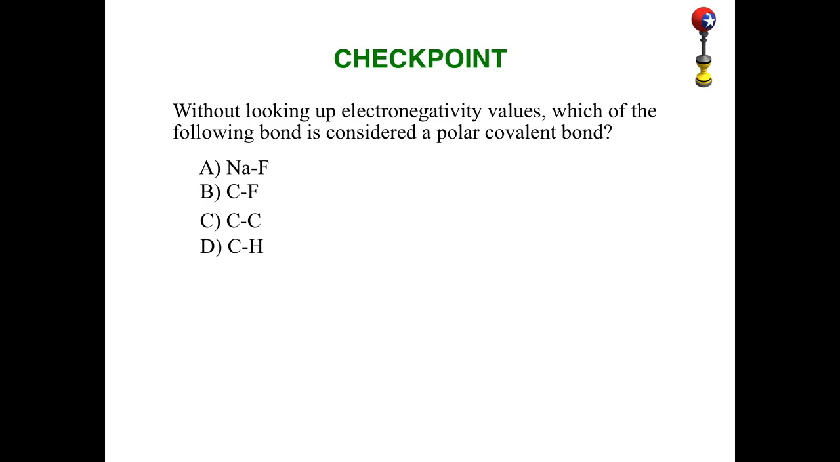And then lastly, you can cancel out D. Carbon and hydrogen have an electronegativity difference of 0.4, so that's going to be nonpolar covalent. So your last answer is going to be B, CF.